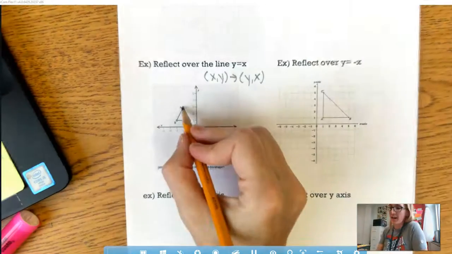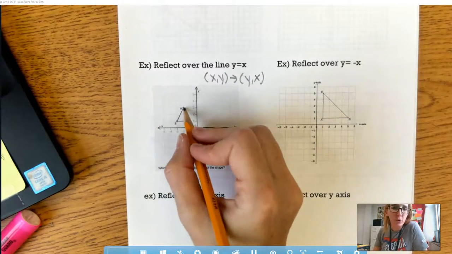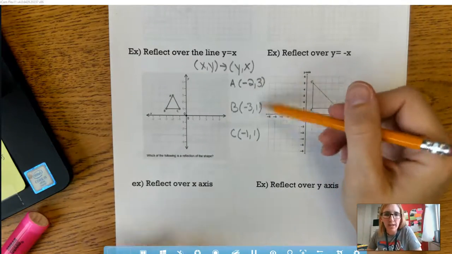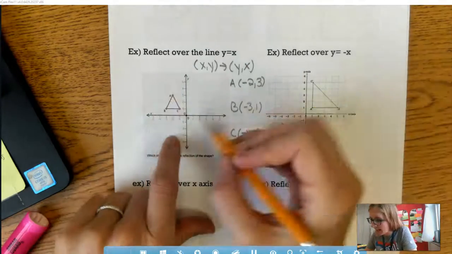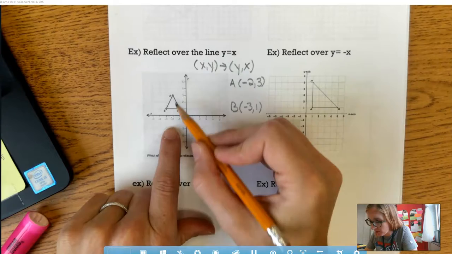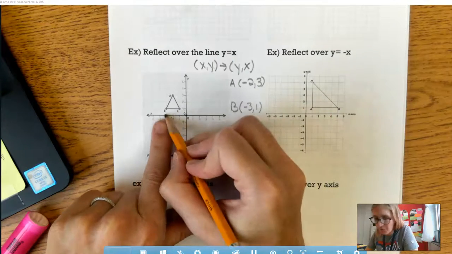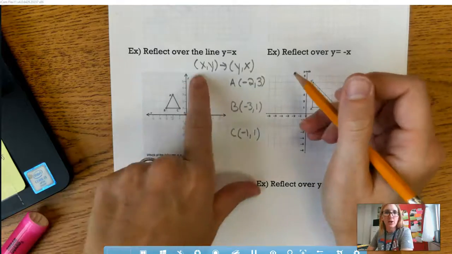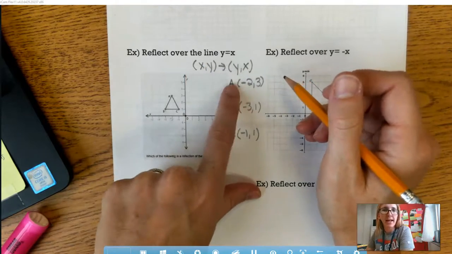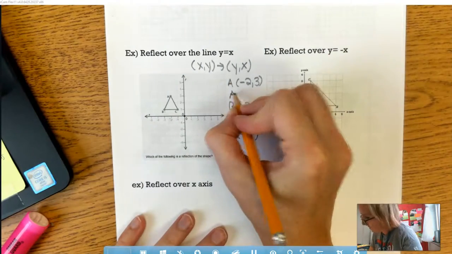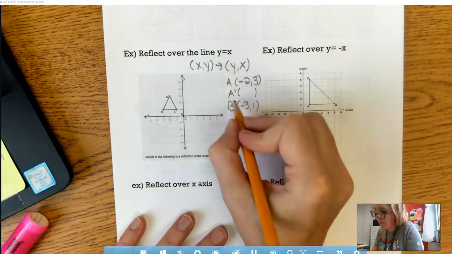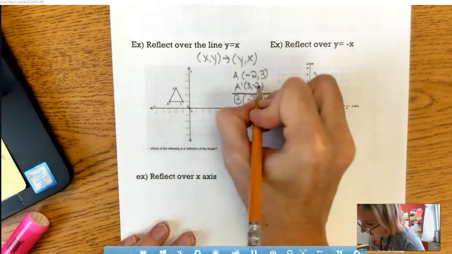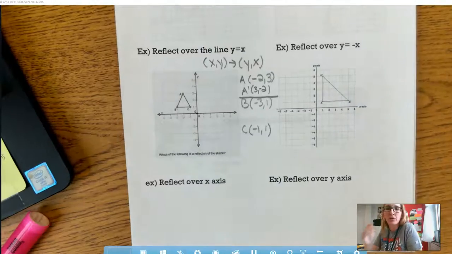So what I want you to do is identify the pre-image ordered pairs for A, B, and C. You'll see I wrote down all the pre-image points. So A is negative 2, positive 3. B is negative 3, positive 1, and C is negative 1, 1. So now I'm just going to apply my rule to get my A prime. So my A prime is just flipping these two. So if I flip these two numbers, my new ordered pair is going to be 3, negative 2.